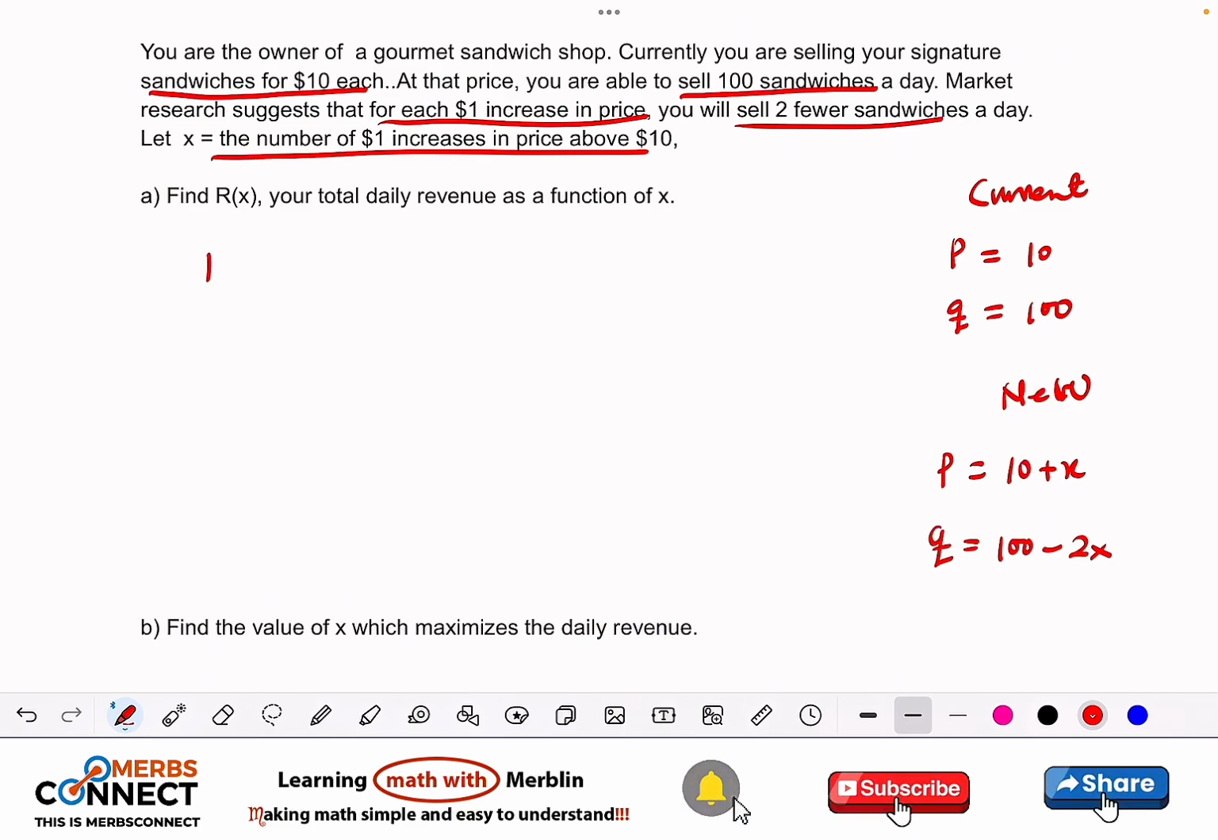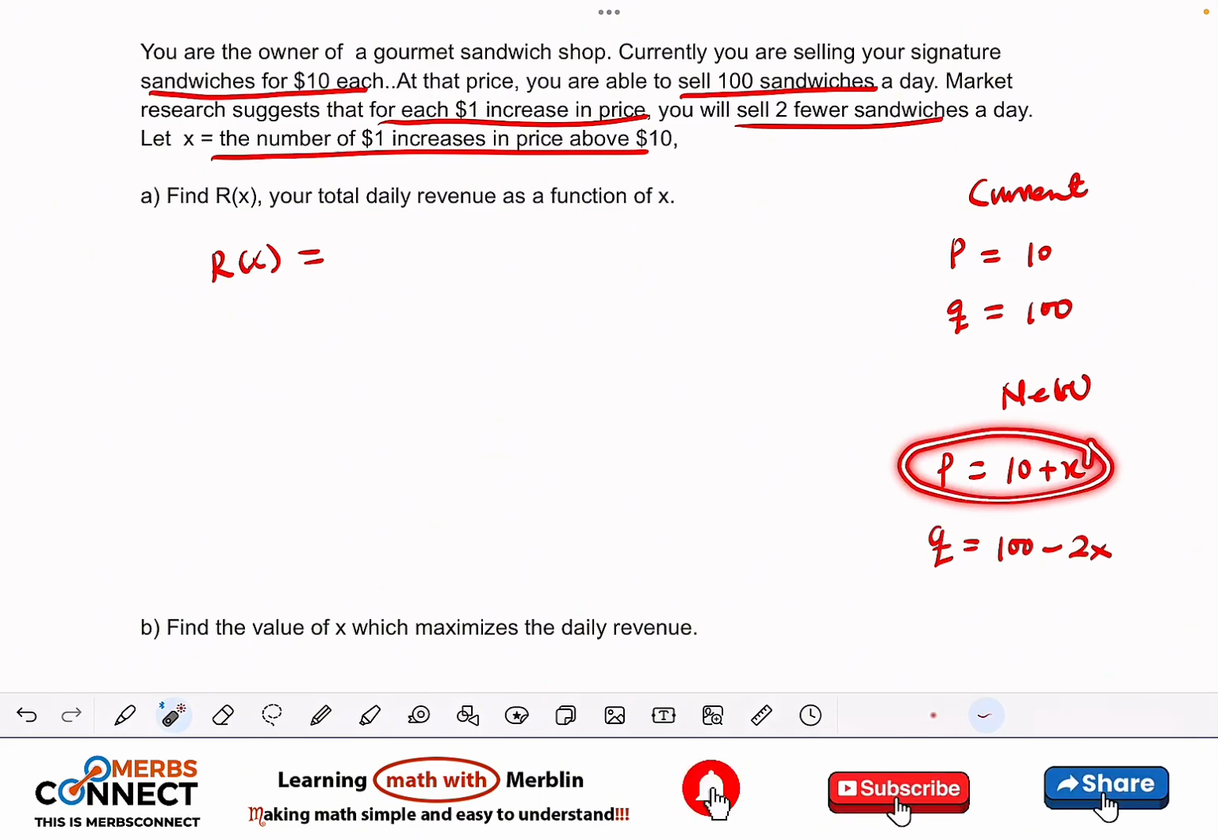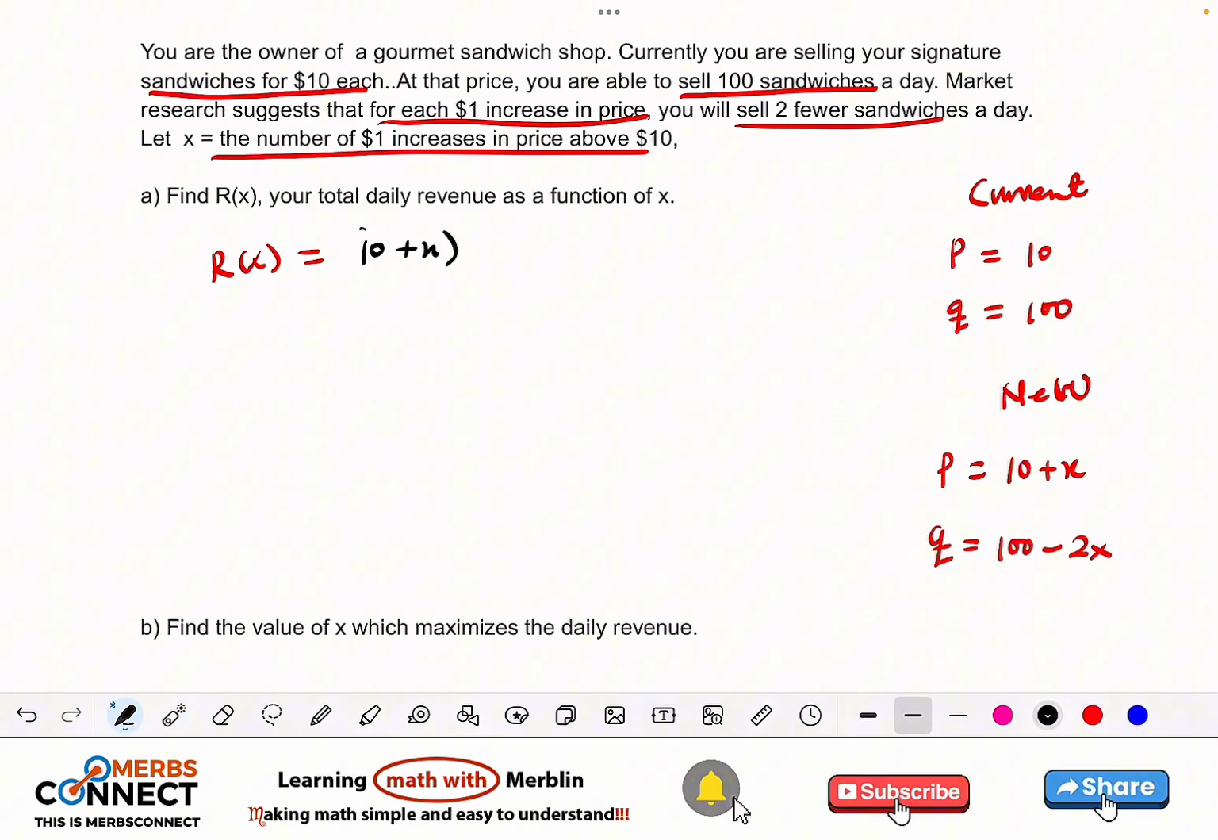So our revenue of X is going to be the price per sandwich times the number of sandwiches sold. So we are going to have 10 plus X times 100 minus 2X. This is what we are going to get for the revenue. So first, you need to read the question and try to get the information together. Then we use the information to answer the question.